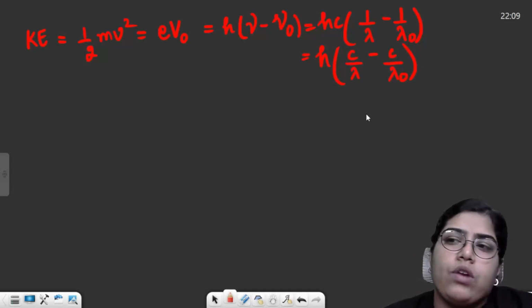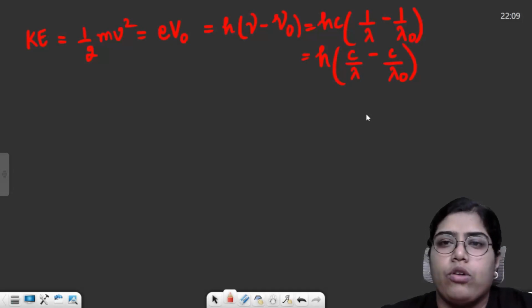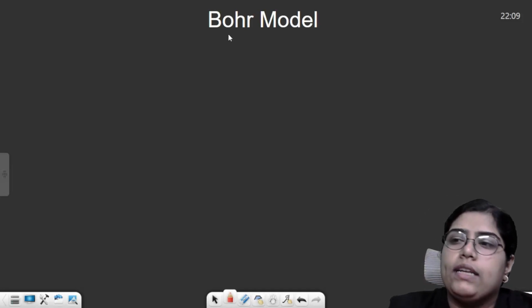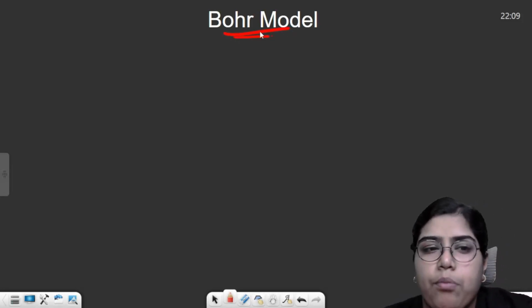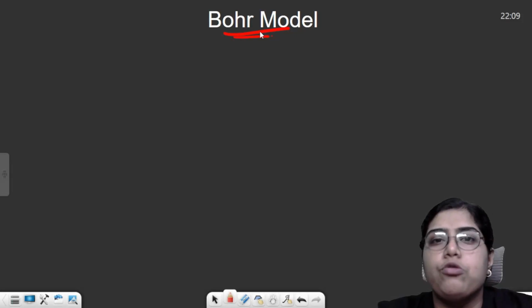And this is one of the most scoring sections. Just a simple single equation on which a formula based numerical will come. Moving forward, the next high scoring topic is Bohr model. Within Bohr model, this is the easiest part to score marks.